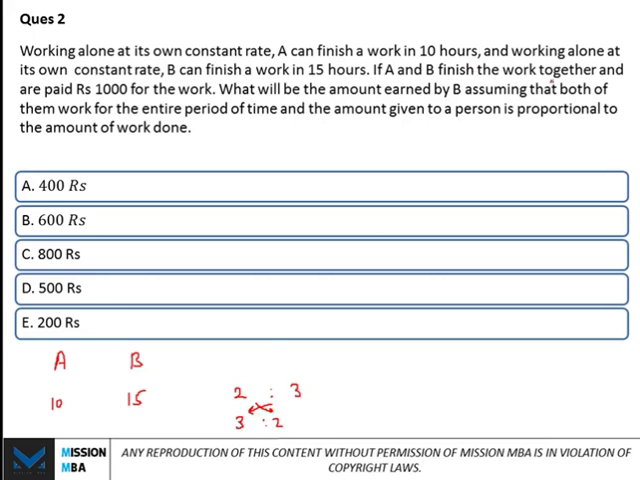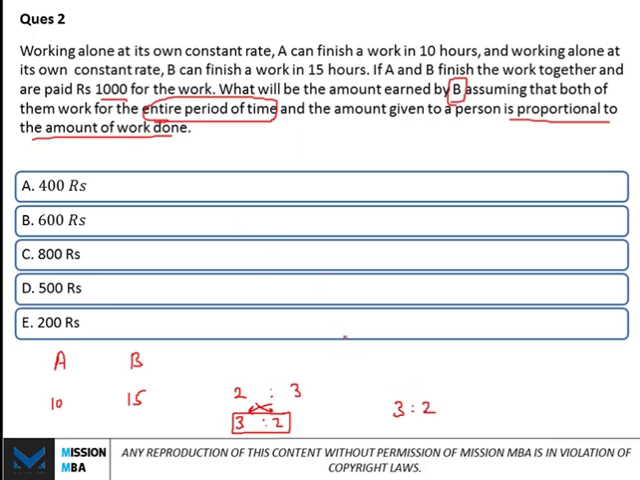Now if A and B finish the work together and are paid rupees 1000 for the work, what will be the amount earned by B, assuming that both of them work for the entire period of time, so they are working for the same time, and the amount given to a person is proportional to the amount of work. So we need to find out their ratio of work. And I know that their ratio of work is always going to be 3:2 as per their efficiency. Why? Because they are working for the same time.